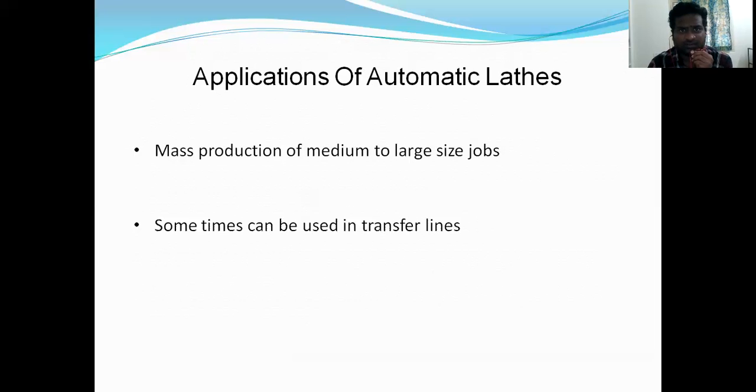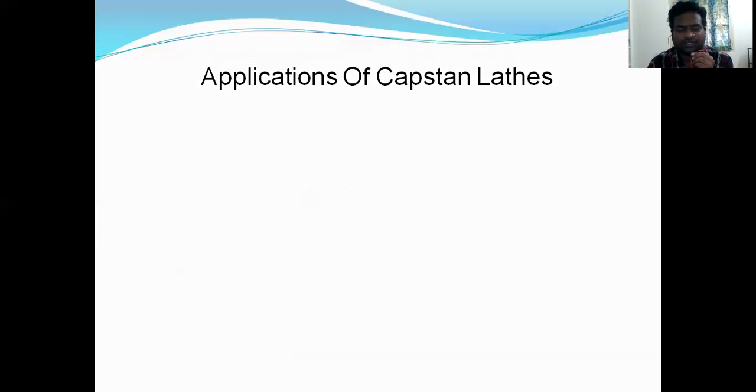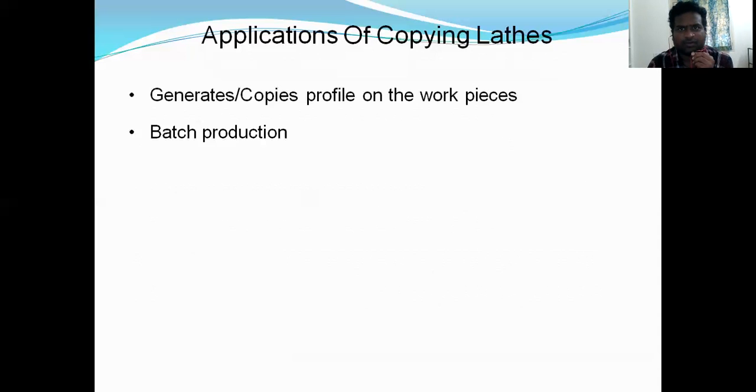Applications of automatic lathes. The automatic lathes are suitable for mass production of medium to large size jobs. Sometimes they can be used in transfer lines, and for machining irregular shaped jobs. Applications of copying lathes: they generate copies of profiles on the workpiece. Batch production, generally used for turning of parts such as shafts, axles, piston rods. Okay, so these are the applications of the capstan lathe, turret lathe, copying lathe, and automatic lathes.